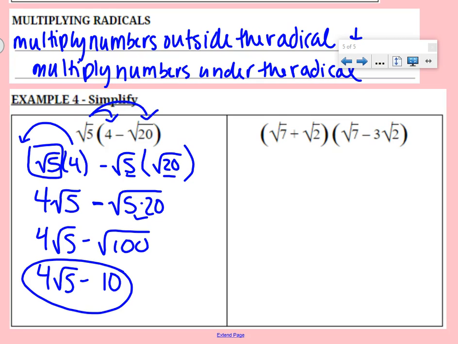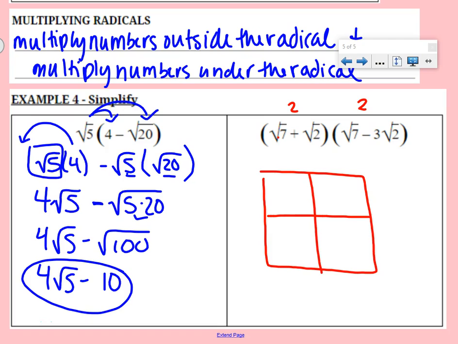Last example, we're multiplying a lot of stuff. We've got 2 terms here and 2 terms here. So if we remember when we multiplied polynomials, we used that box method. We're going to go back to that. So we have the square root of 7 plus the square root of 2. And then we have, in our second parenthesis, square root of 7 minus 3 square root 2.